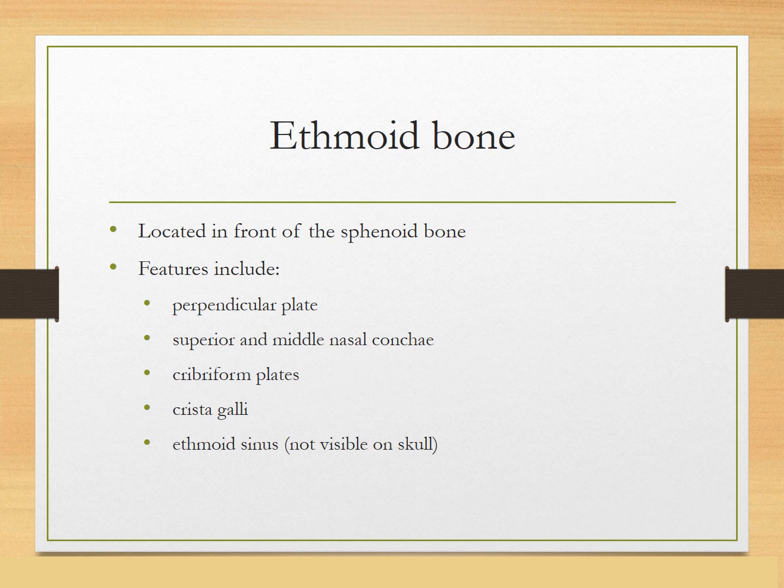The cribriform plate is a rectangular area that has a bunch of openings in it. These are passageways for your olfactory receptors, the receptors for smell. The crista galli looks like a little triangle that sticks up in the middle of the cribriform plate, and this provides an attachment site for your meninges, the membrane that covers your brain and spinal cord. The ethmoid bone also has ethmoid sinuses. This, however, is not visible on any of the views that you'll be covering in lab.